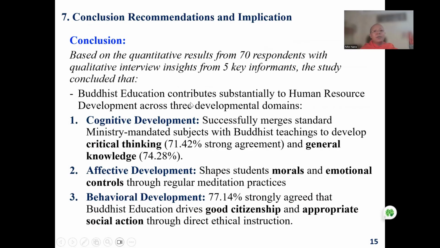Number 7, conclusions, recommendations and implications. Buddhist education contributes substantially to human resource development across the 3 main domains, as I mentioned in the conceptual framework: cognitive development, affective development, and behavioral development. These successfully merge standard ministry-mandated subjects with Buddhist teaching to develop critical thinking and shape students' morals and emotions, so they can purify themselves with morality and emotional control. And behavioral development means good citizenship and appropriate social actions.